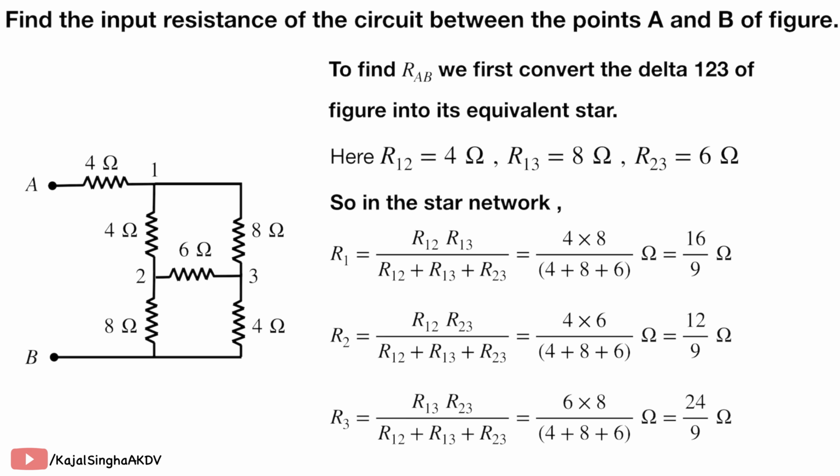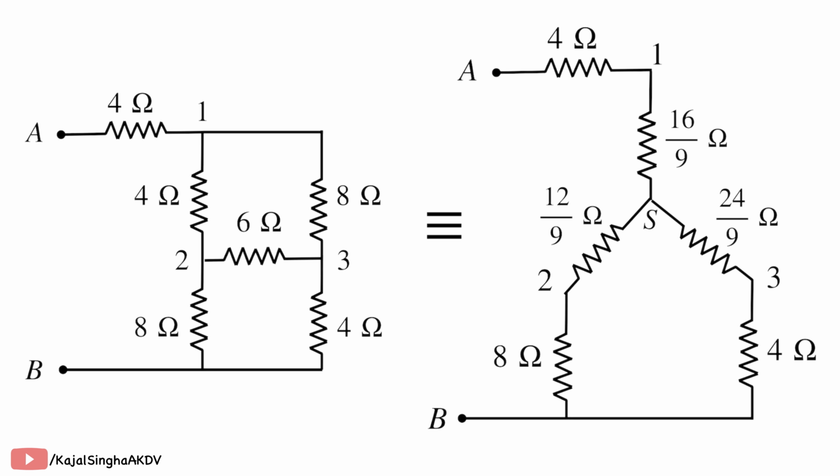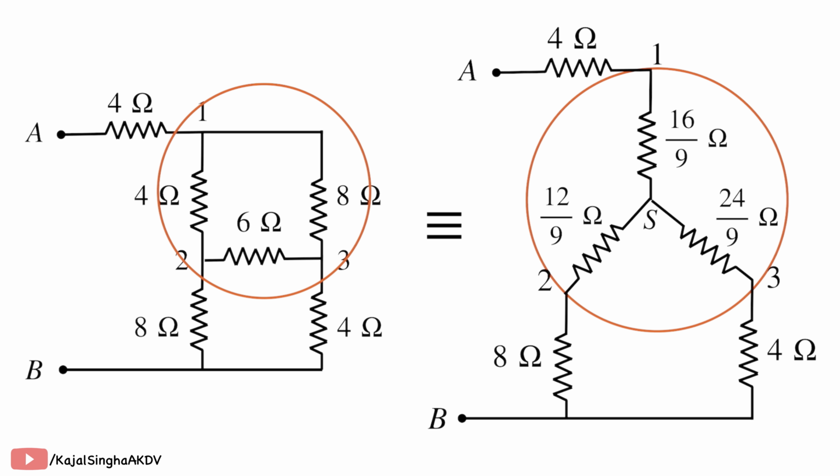So this network now becomes like this network. Here we have converted this delta network with resistors 4 ohm, 6 ohm and 8 ohm to this star network with resistors 16 by 9 ohm, 12 by 9 ohm and 24 by 9 ohm.